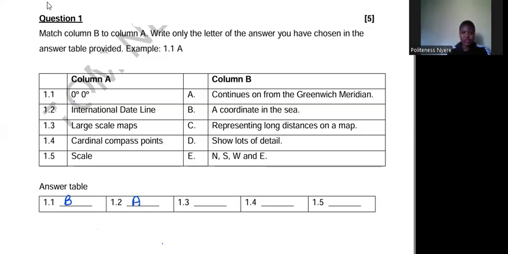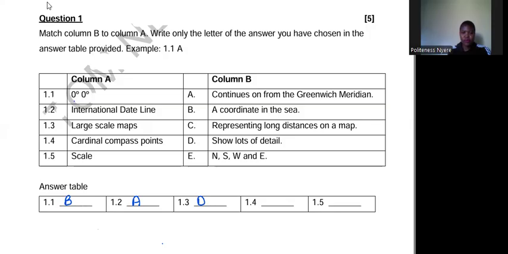Large scale maps. So large scale maps, what do they do? A and B, we have already used them. So we're going to say representing long distances on a map. Show lots of detail. So our answer there is D. Large scale maps, they show lots of detail. So our answer is D. Small scale maps show just a few details because they show us a large area of land on a small piece of paper.